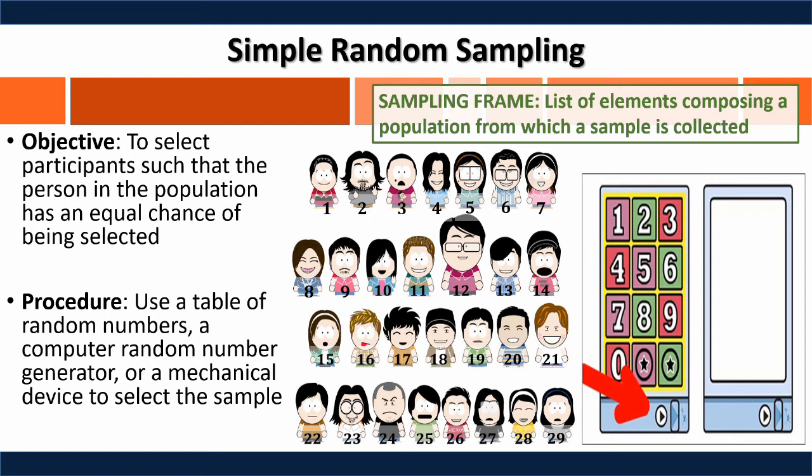If the first number that's generated is 7, then you would select the participant assigned number 7. If the next number is 21, then you would select participant 21. And if the next number is 11, then you'd select participant number 11. You'd go through this process until you have as many participants as you need. Of course, you can scale this up as large as you need, even into the tens of thousands.